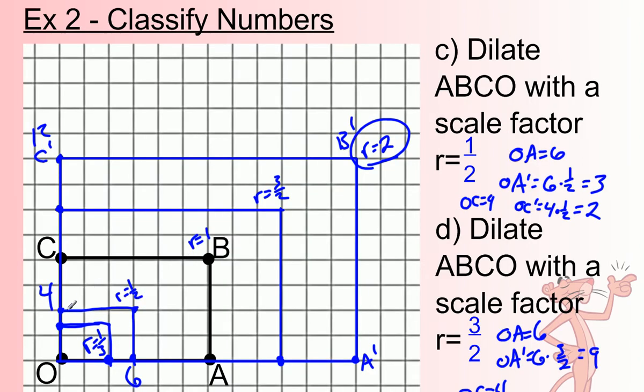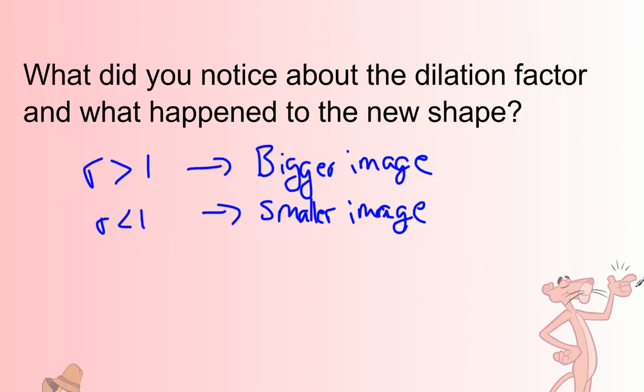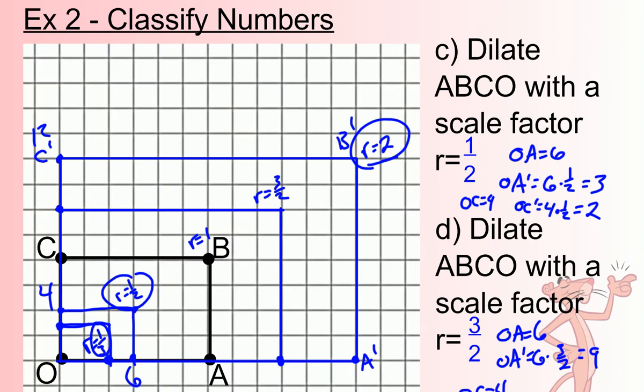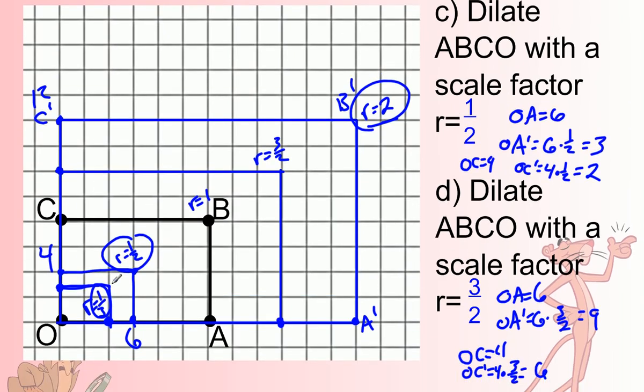So 1/2 gave me a smaller image. 1/3 gave me an even smaller image. If I did 1/4 and 1/5, even smaller images. And the only other thing I want to mention here, just to make sure I'm clear, is if you want the scale factor to be bigger than 0 and less than 1, use fractions. I'll be honest, off the top of my head, I can't quite picture what a negative scale factor would be. I guess it would just be going this direction as opposed to going this way.